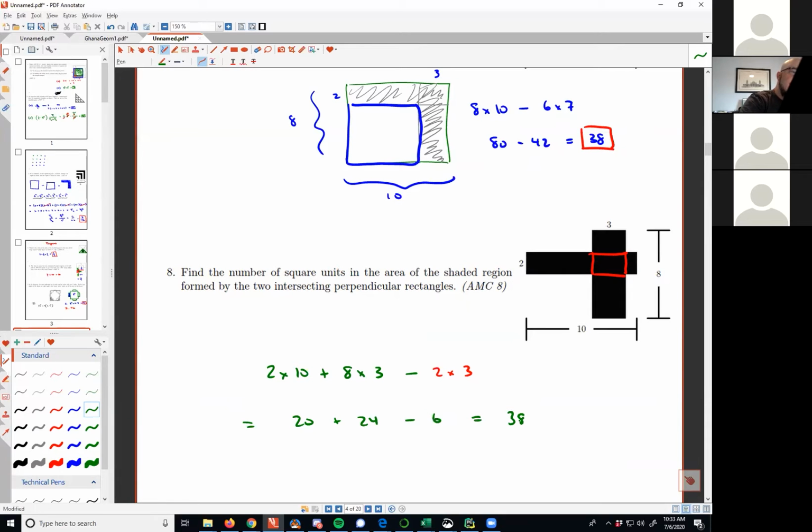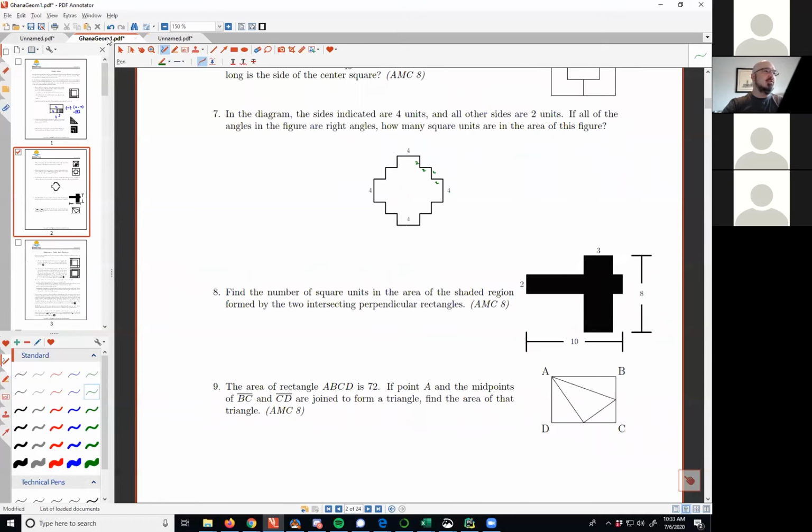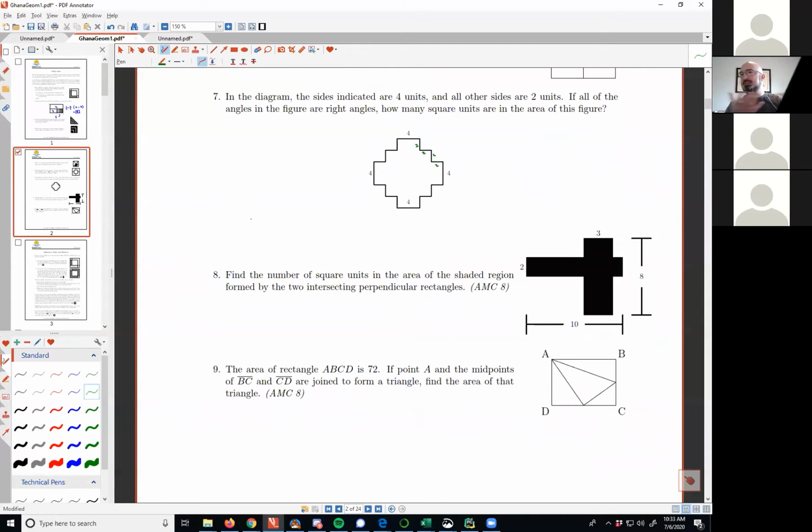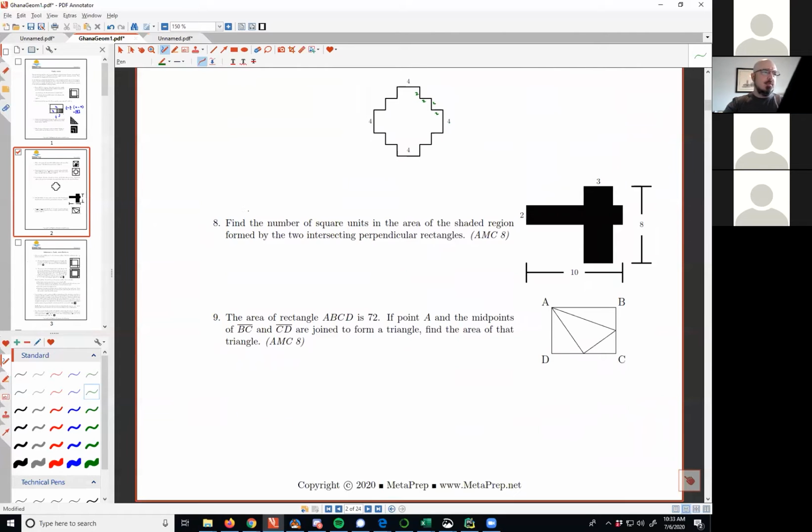And once again, we got the same answer as before. It's always nice to work a problem in two different ways so that you have confidence that you've got the right solution. So yeah, you can always subtract away something that you've added twice. Okay, number 9.